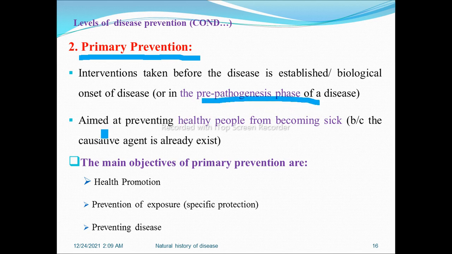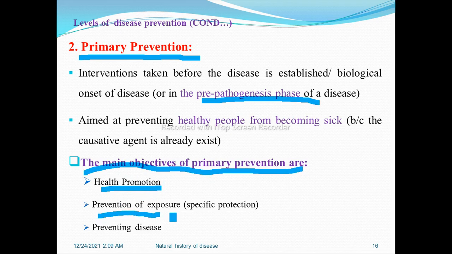So the aim of primary prevention is to prevent healthy people from becoming sick. Because, by the way, there is a causative agent, but they are not sick. So our aim is to prevent these healthy people from becoming sick because they are exposed. The objectives of primary prevention are: 1 is health promotion, 2 is prevention of exposure or specific protection, 3rd is preventing disease. So this is 1, 2, 3. These 3 objectives are very important. We will see them one by one with their examples.